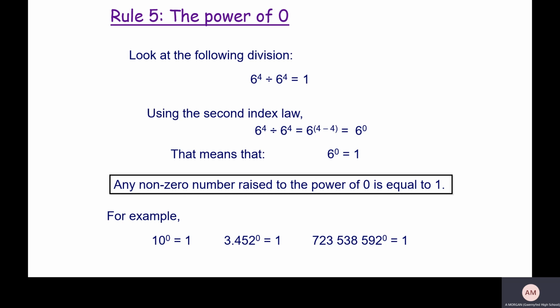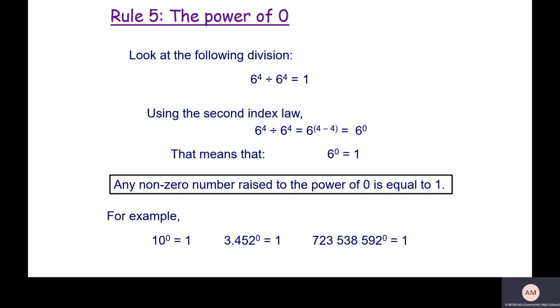So some straightforward questions and answers. 10 to the power 0 is 1. 3.452 to the power 0 is 1. 723,538,592 to the power 0 is 1. They're all just equal to 1. And it's easy to remember right now, but the question is whether you'll remember it in a week or a month's time. Just don't put the answer is 0. This is just one of those rules you've got to have memorized.